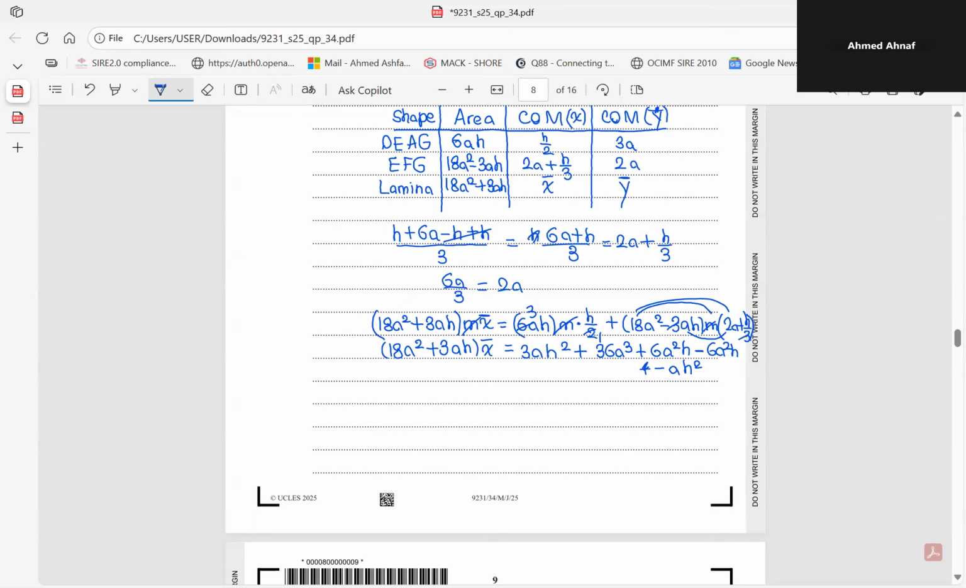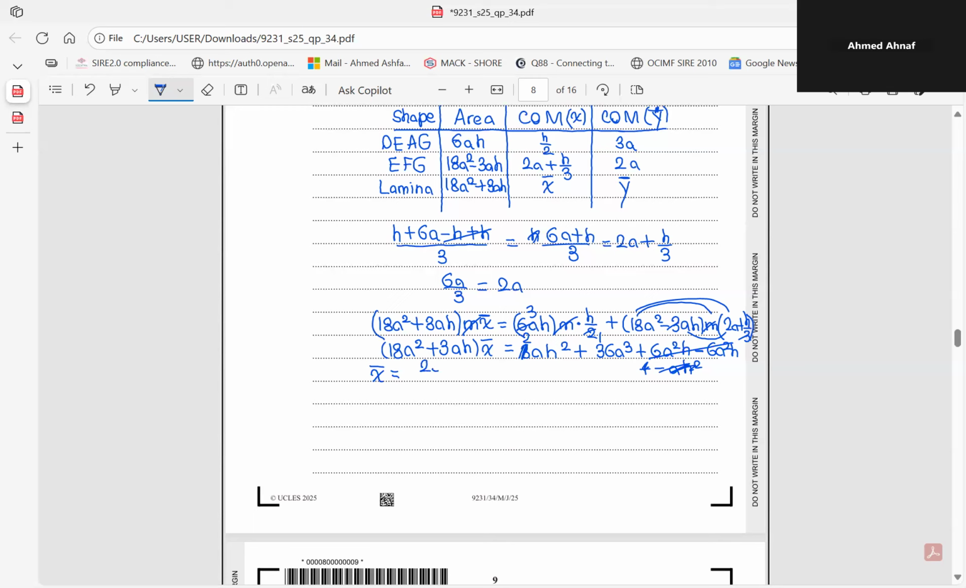Okay. Wait, let me see. This one is done. Minus 6a squared. I'm just checking if my expansion is correct. Oh yeah, this one cancels out. Okay, all right. So yeah, we can now find x bar. This one is just 2.